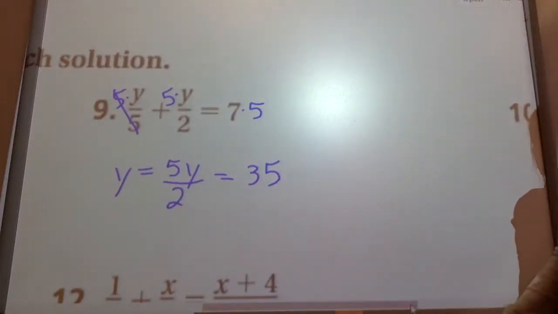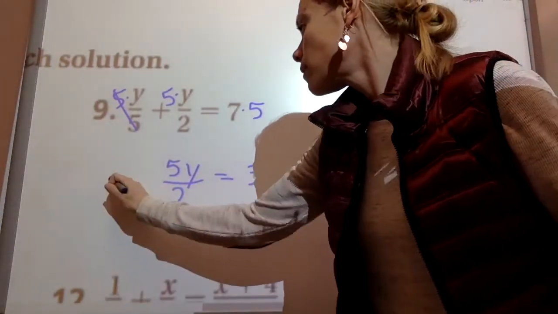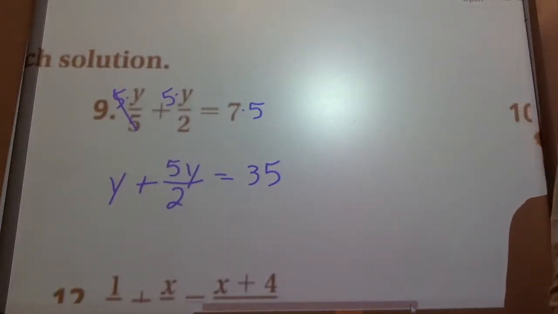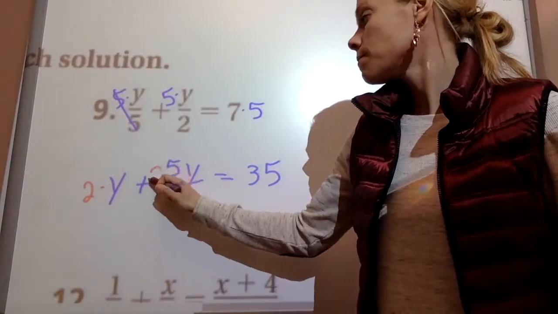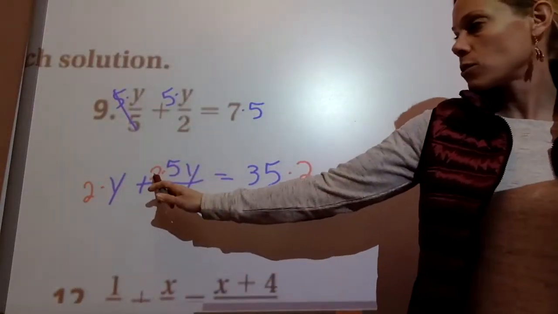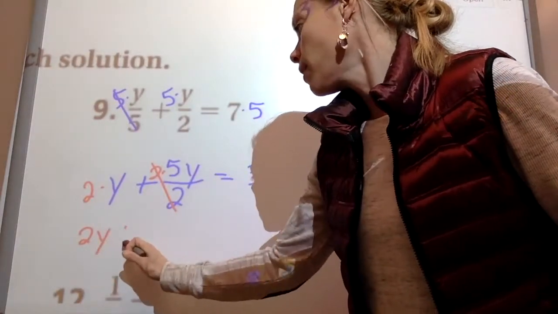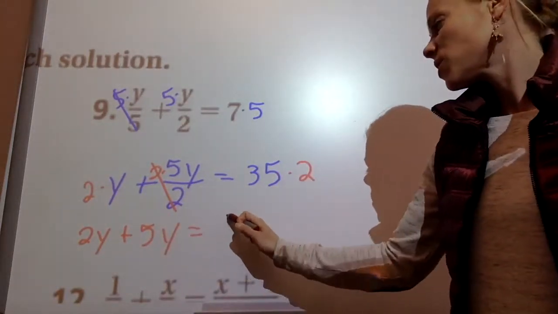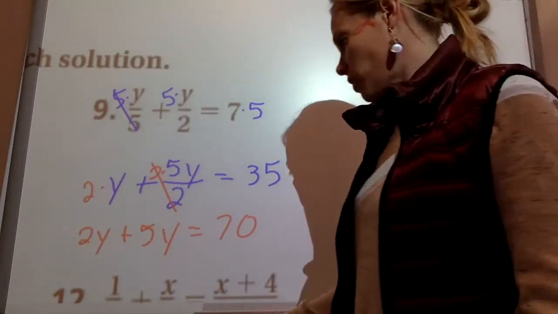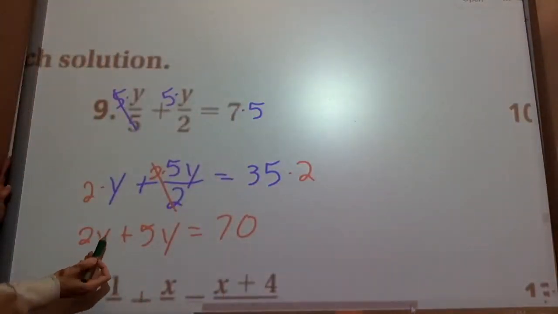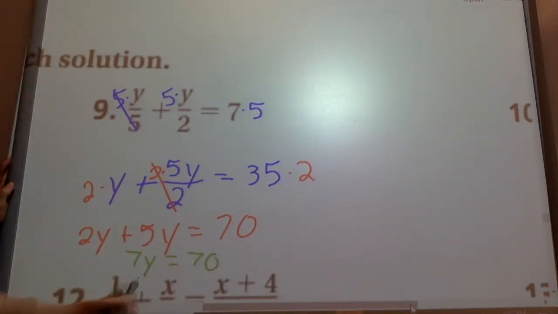And then I start over. What do I still have on the bottom? A 2. So I'm going to take every single term times 2. But if I have a 2 on top and bottom, they cancel out, and I end up with this. 2y plus 5y equals 70. And again, that's a very simple linear function to solve. I add 2y plus 5y, which is 7y. So y equals 10.